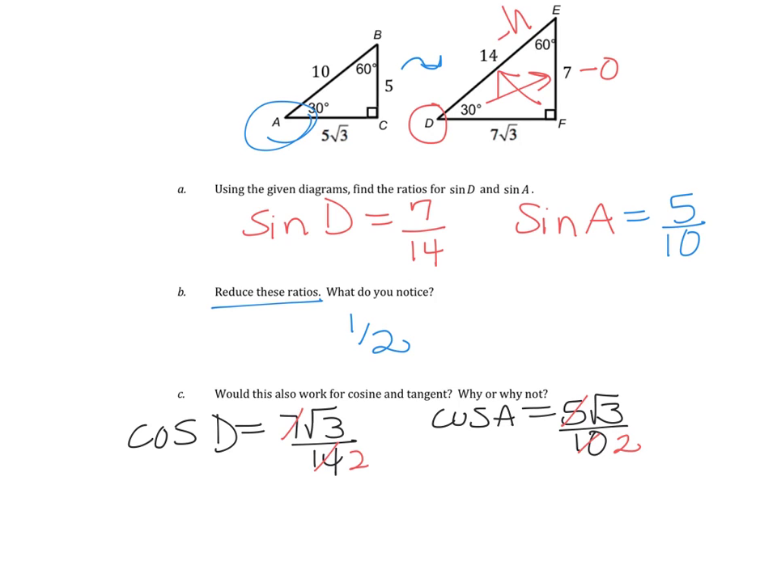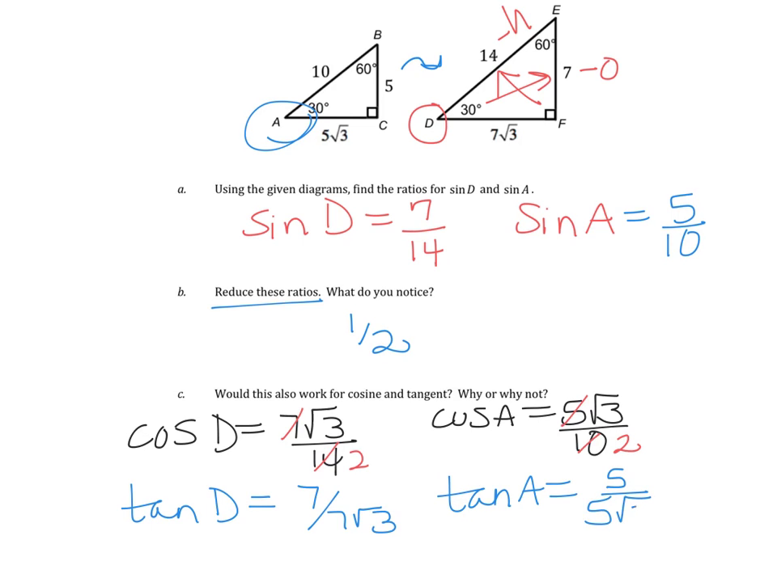And I bet it's probably going to work for tangent as well. So tangent of D is opposite 7 over adjacent 7 radical 3. And tangent of A is equal to opposite, which is 5, over adjacent 5 radical 3. And as you can see, these two cancel out, in which case I'm left with 1 over radical 3. And the same thing goes for tangent of D.